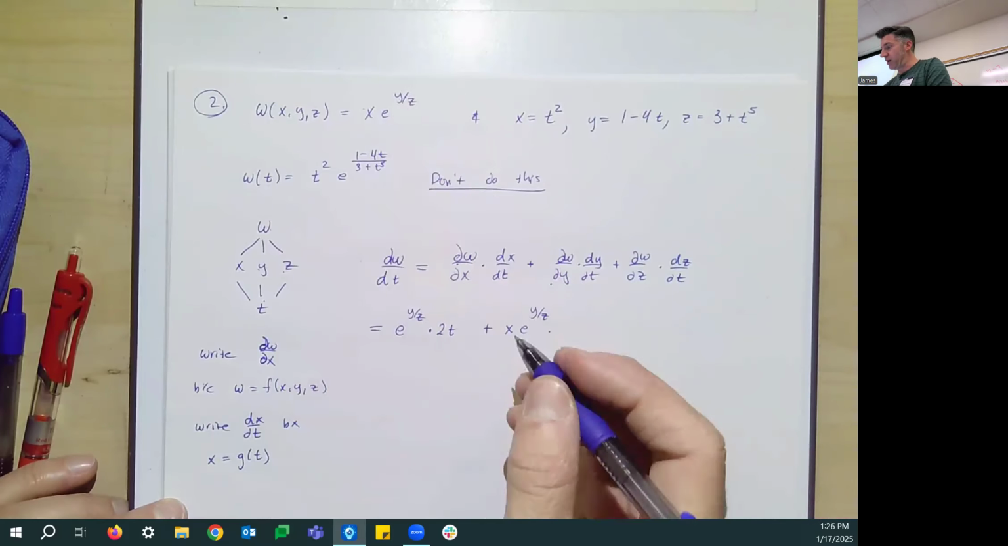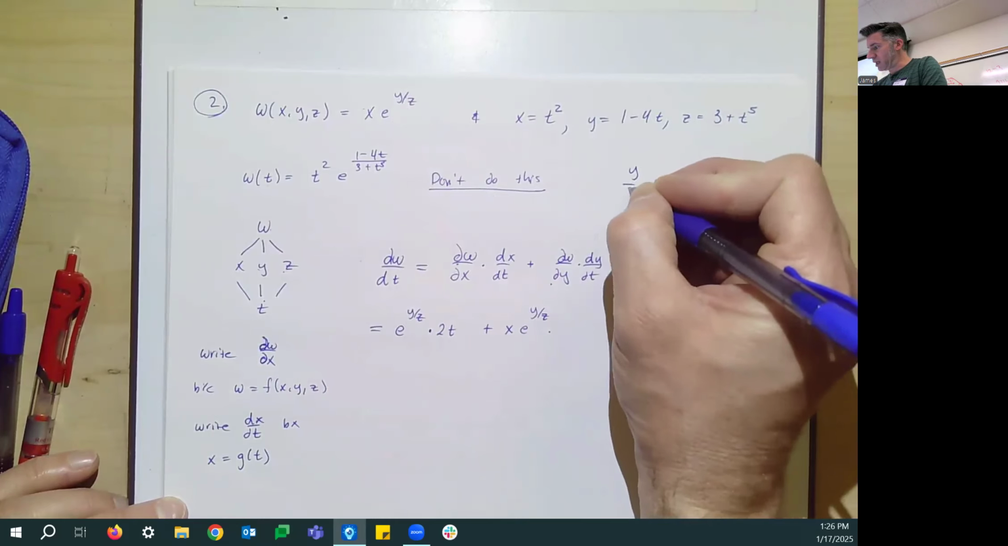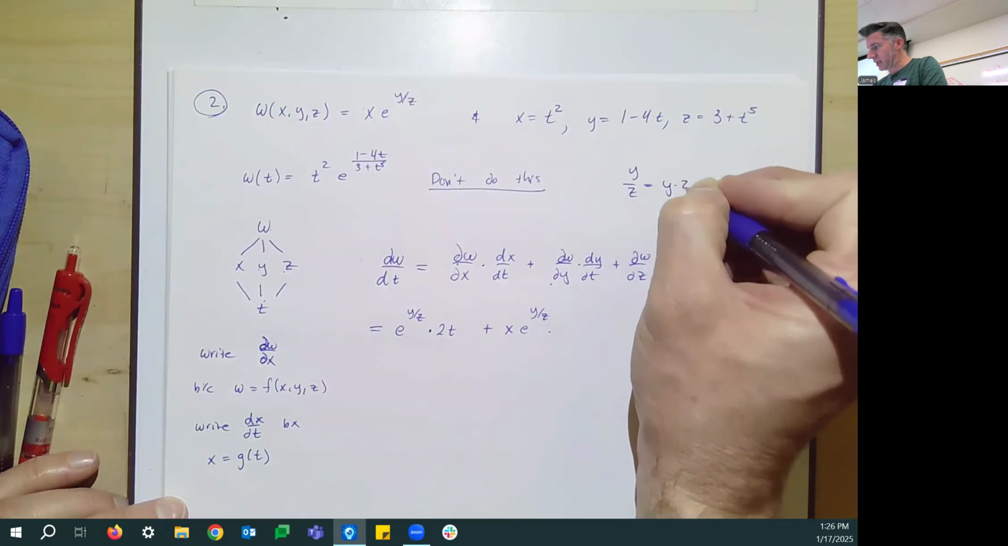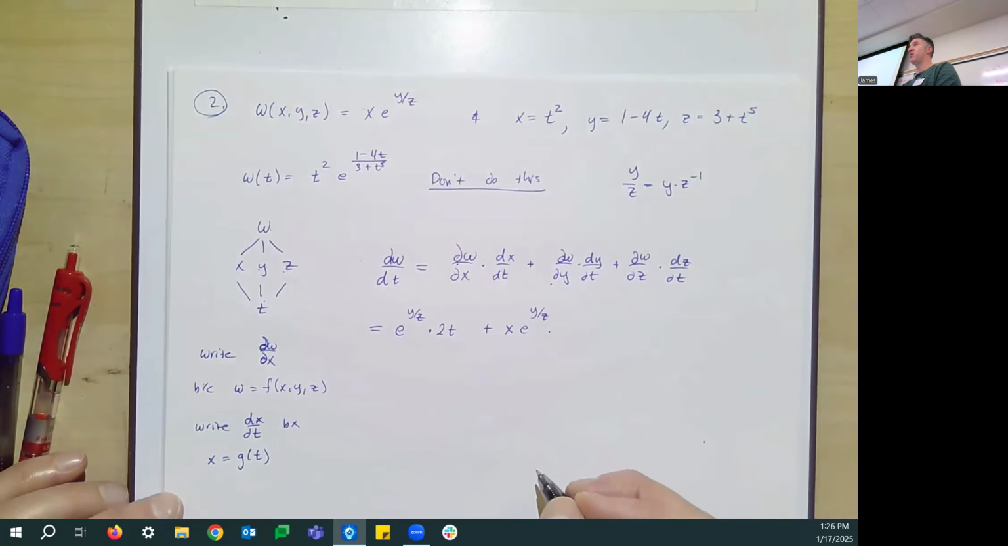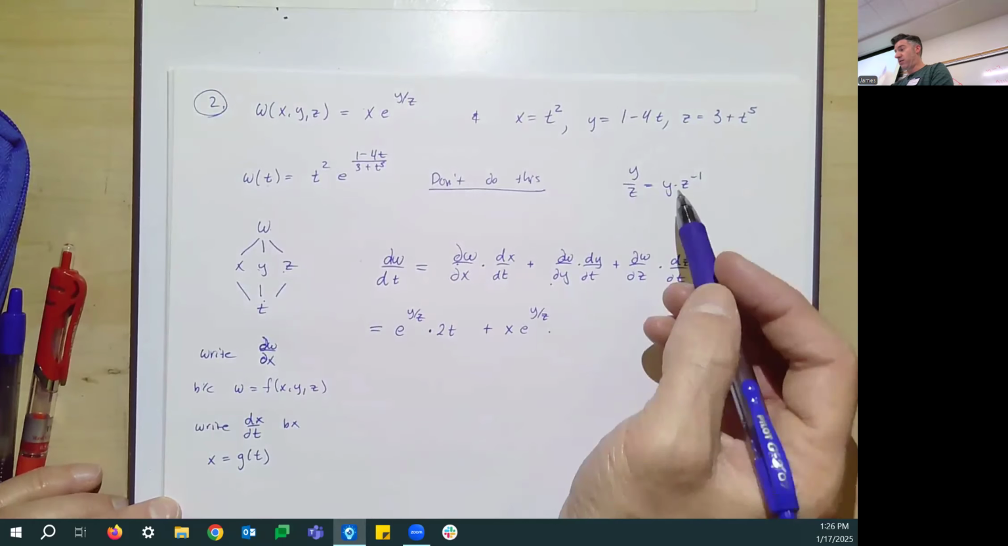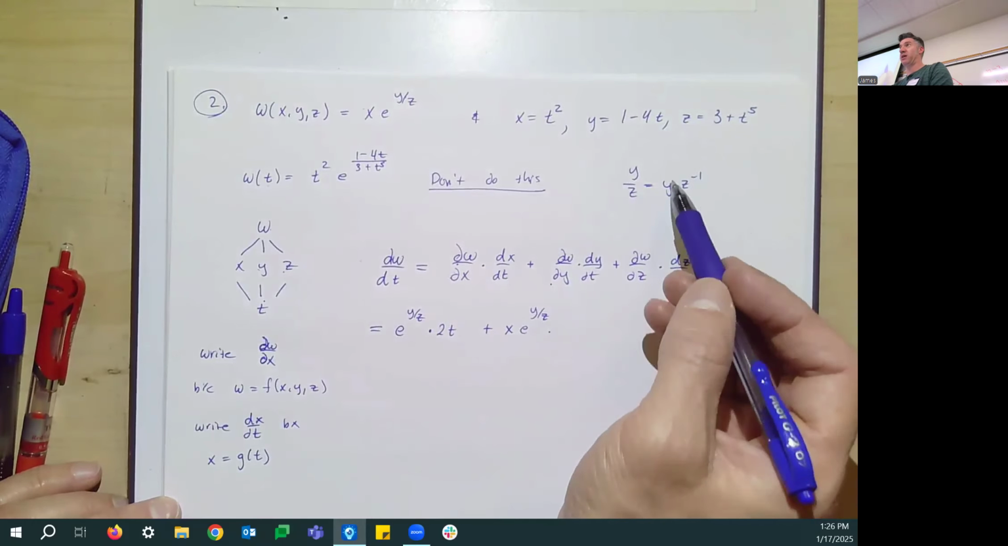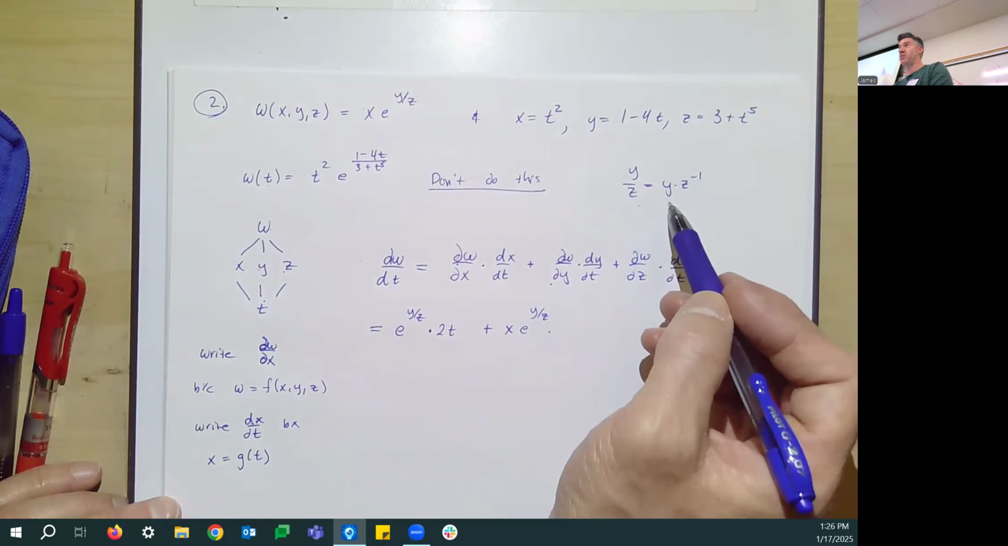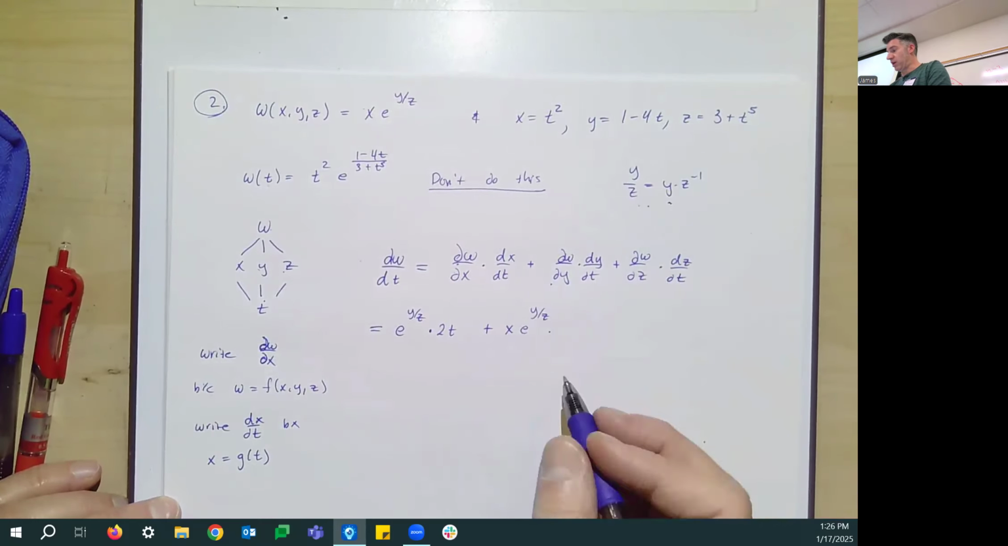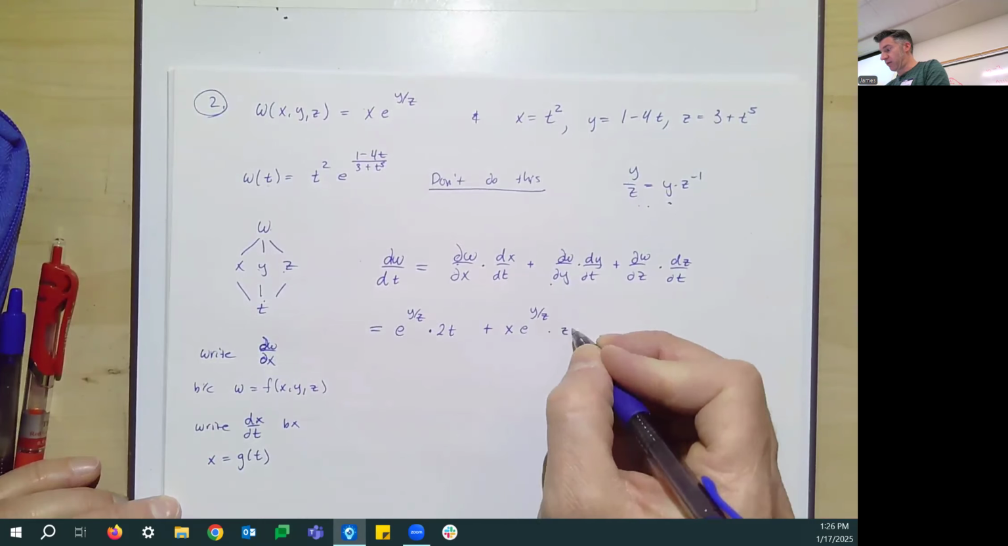What I really have is y over z is just y times z to the negative first. And if I'm taking the derivative with respect to y, the z thing here gets to pretend like it's a constant, and the derivative of y times the constant is just 1 times the constant. So I'm going to get 1 times z to the negative first.